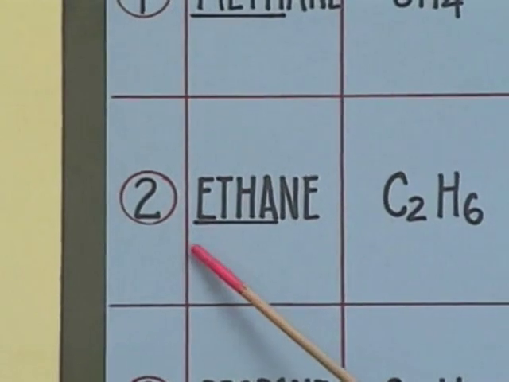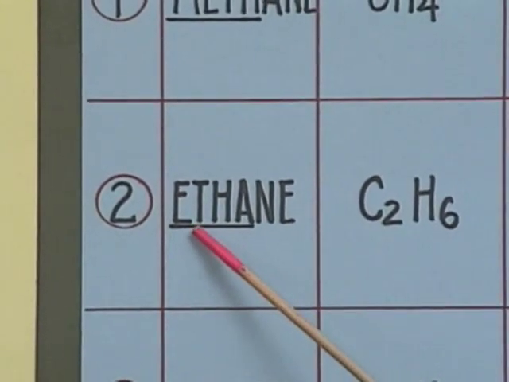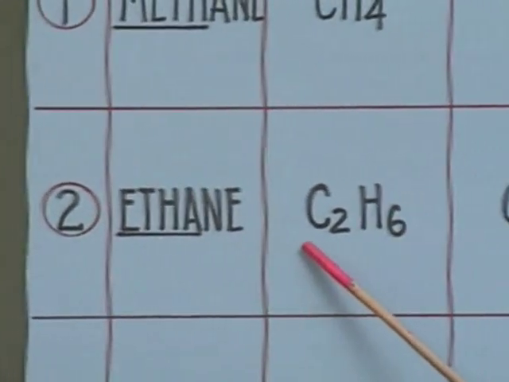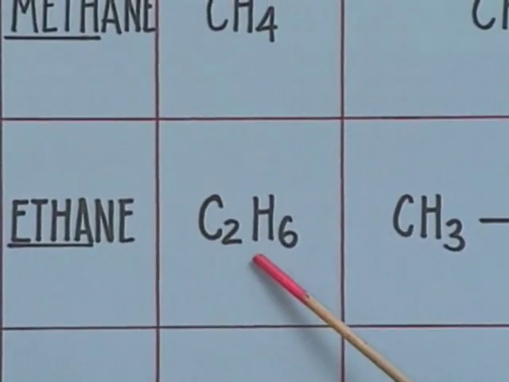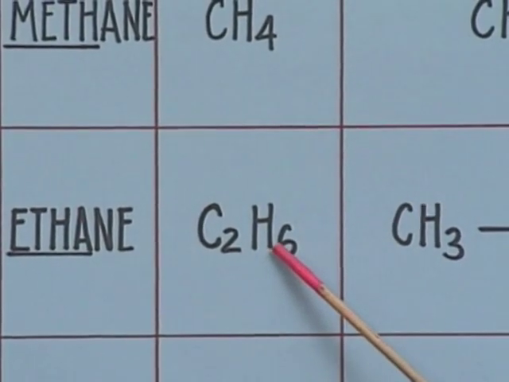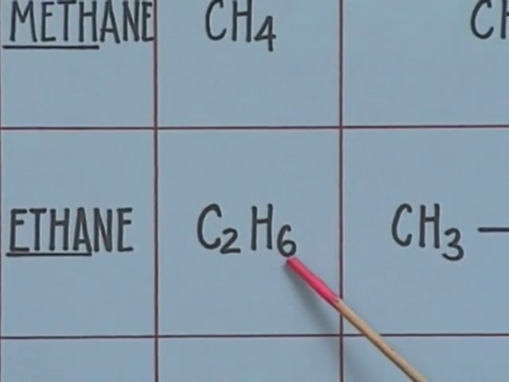Now, the second member with n equals 2 is ethane. Eth is the numeral prefix for any organic compound containing 2 carbon atoms. Our formula is C2H6. n is 2 in this case, so we have H is 2n+2, which is 2 times 2 is 4 plus 2 is 6.